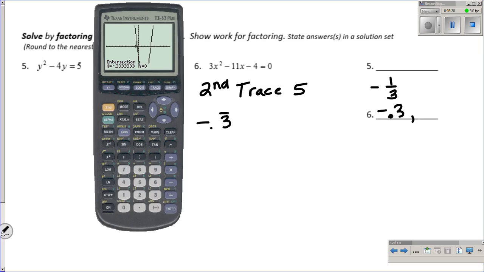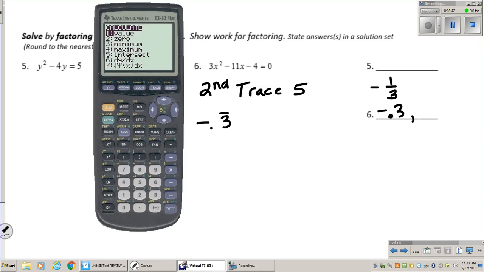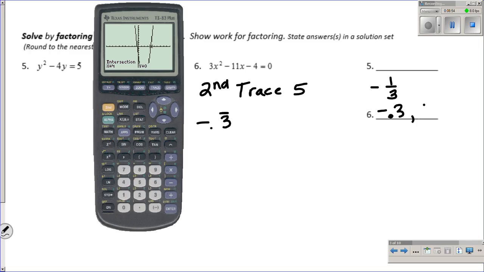Okay, we still need to find the second x-intercept, so we're going to repeat second, trace 5. We're going to move the cursor to the right intersection, and once you're close, press enter 3 times. So our second solution is positive 4. So the solutions are negative 3/10 and positive 4, or negative 1/3 and positive 4.